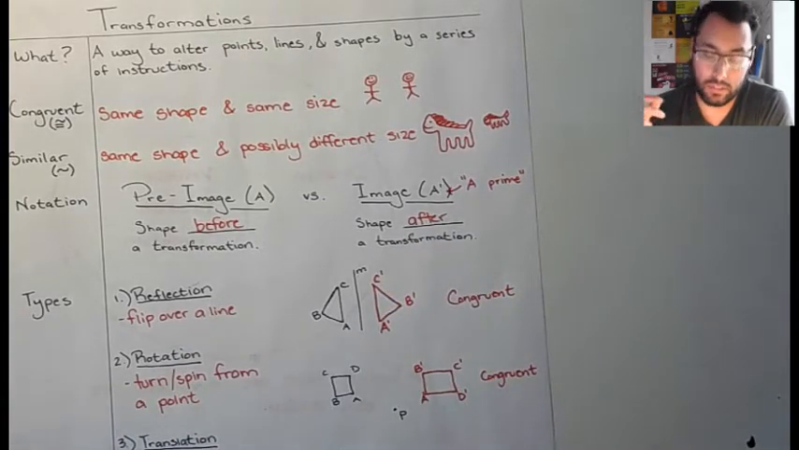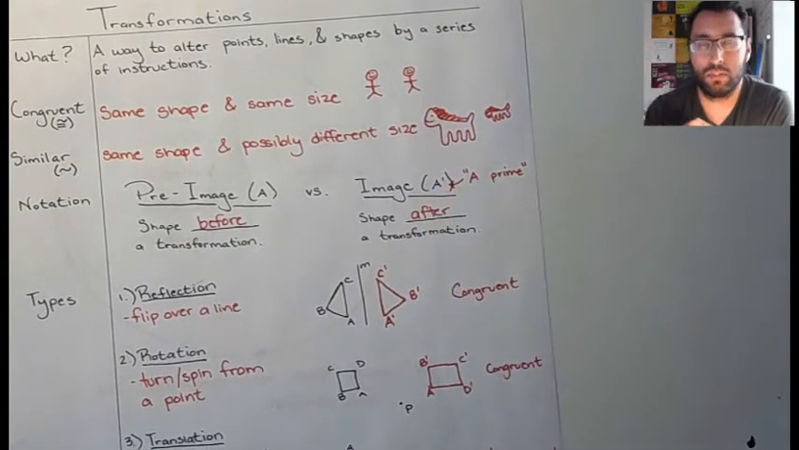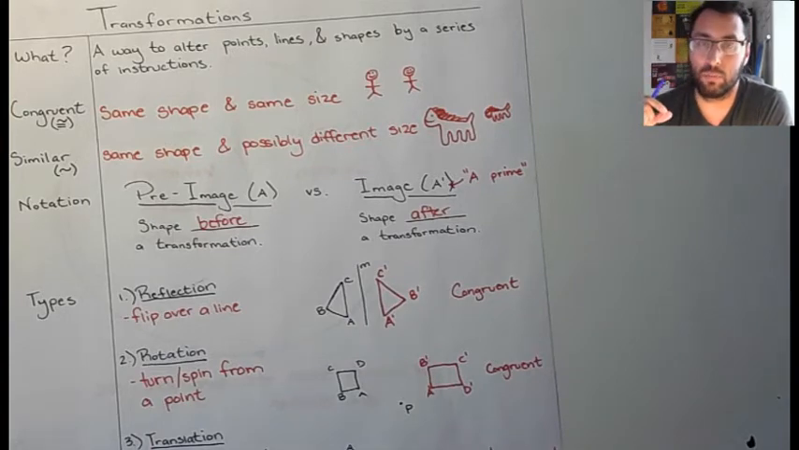So what happened after it? It is A with this little apostrophe symbol. It's not a 1. It does not mean A to the first power. It just means A prime. So it's a different notation. It's a different way of writing. That's what we call that symbol.